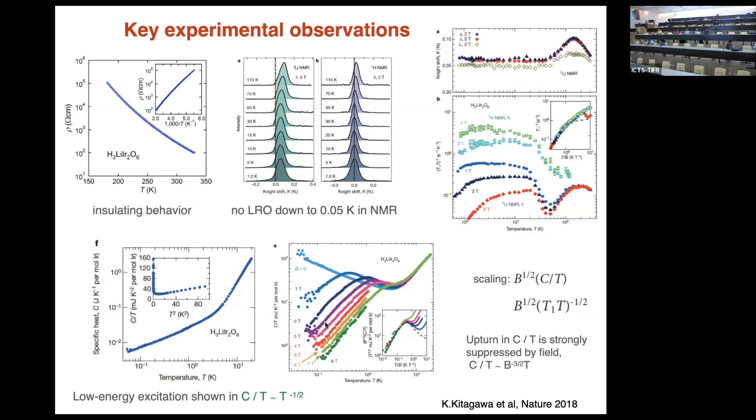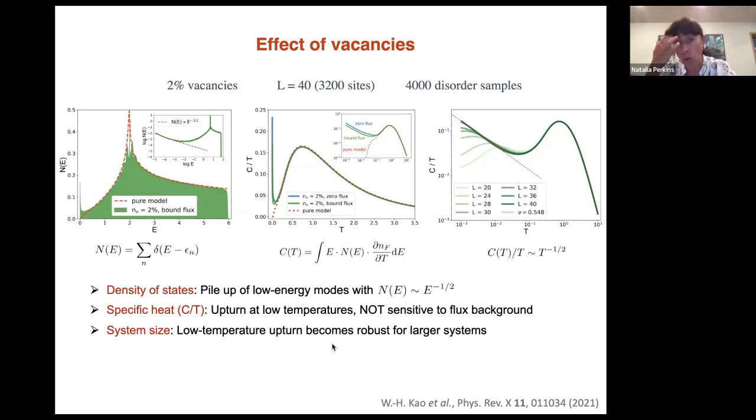So you see this suppression, and there was also some scaling behavior shown here. What I want to say is that a small density of vacancies, of quasi-vacancies, can actually give a very natural explanation to this pileup of the density of states and this divergent behavior of C over T. Here we show that when you have vacancies, this pileup of the low energy states can be obtained both in the zero flux and the bound flux and the pure flux.